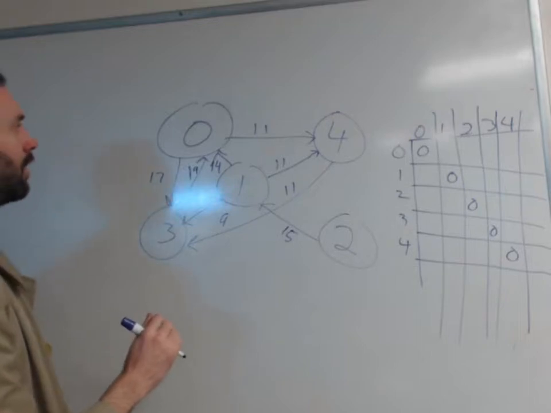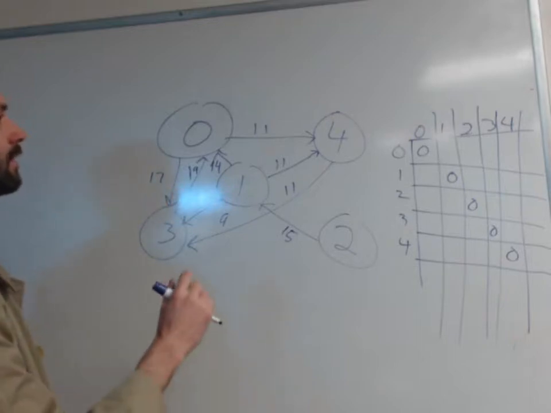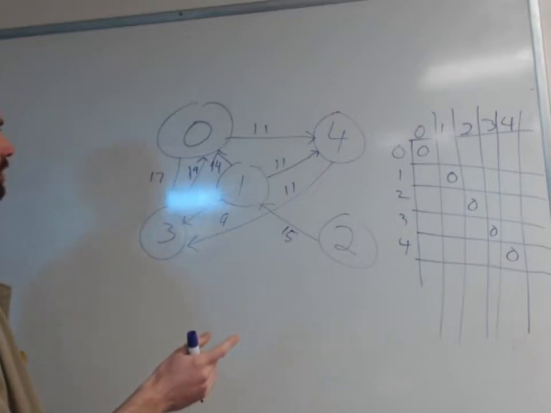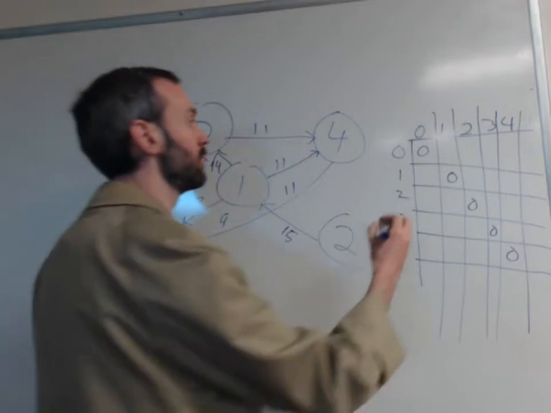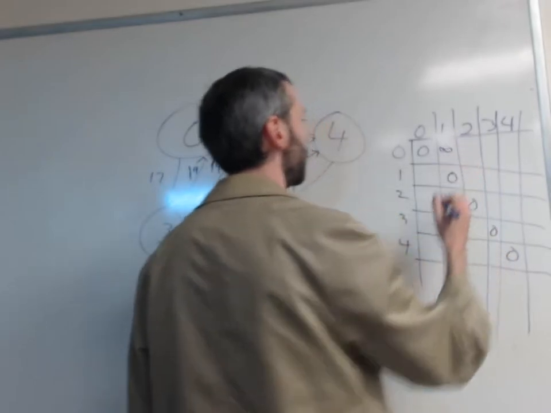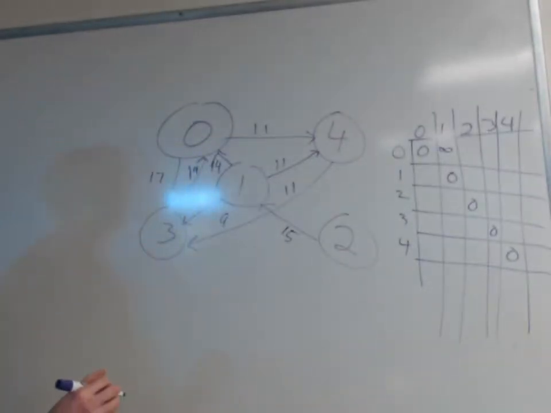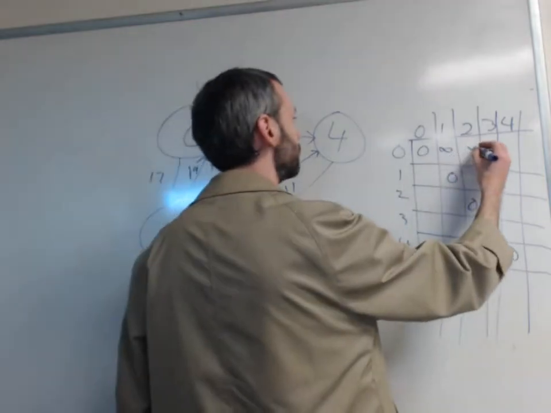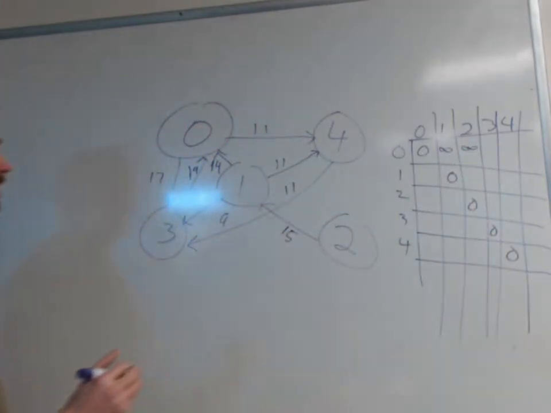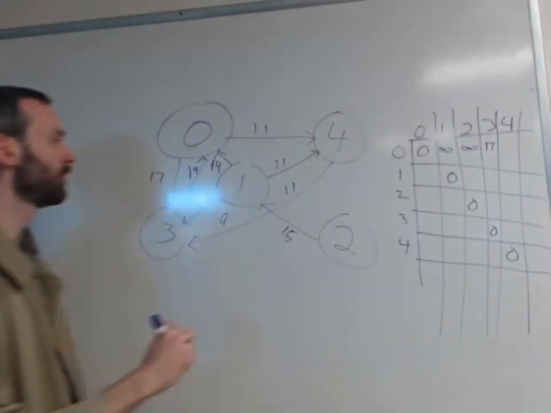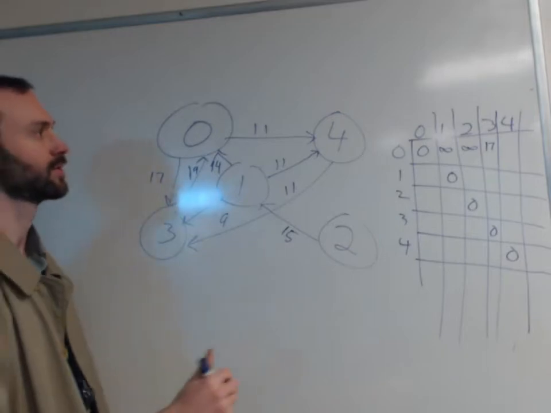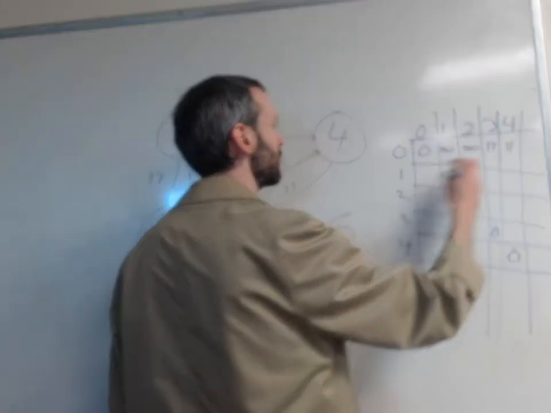First off, is 0 and 1 adjacent? No. All right. So I'm going to put infinity. 0 and 2 adjacent? No. 0 and 3 adjacent? Yes. What's the cost? 17. Is 0 and 4 adjacent? Yes. What's the cost? 11.